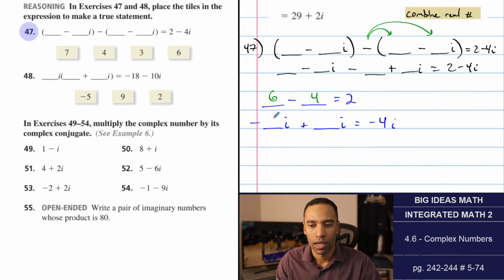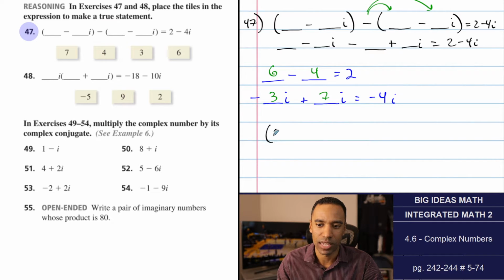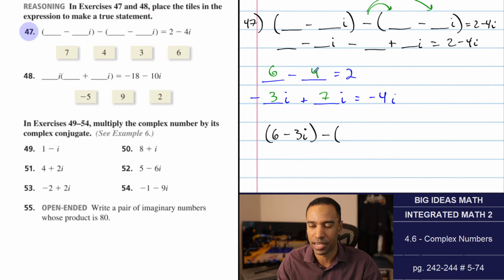And then that's left. Sorry, what do we need next? Negative 4i. So negative 3i plus 7i gets me negative 4i, right? So for your final answer, how we want to write that: 6 goes here, that 4 goes there. So this is basically the 6 minus 3i. So we have 6 minus 3i minus, and then here we got 4 minus 7i, which would equal 2 minus 4i.